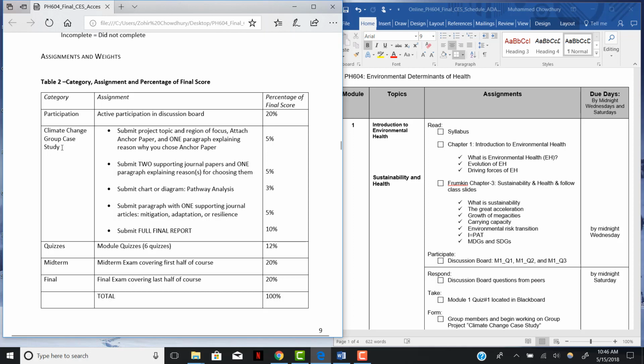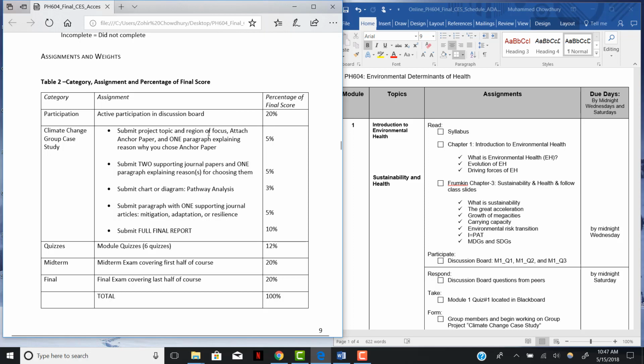The climate change group case study will be slightly more than that. It is divided into 5 parts. The first part is worth 5%. The second part, another 5%. The third part will be 3%. The fourth part, another 5%. And the final report, which is towards the end, is 10%. And I will be providing comments along the way.